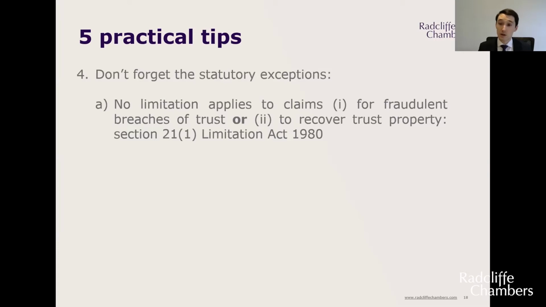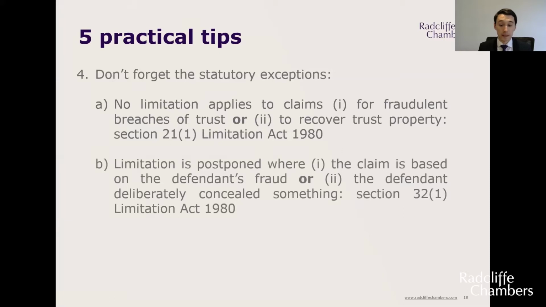The other 2 exceptions come from section 32(1), and that confirms that the start of the limitation period is postponed if the claim is based on the defendant's fraud or if the defendant has deliberately concealed a relevant fact. Fortunately here, section 32(2) tells us the court will essentially infer deliberate concealment if the breach was deliberate and it's unlikely that it would have been discovered for some time. So if you have shady directors' dealings in the run-up to insolvency, this provision can be very helpful to buy you a bit of extra time.